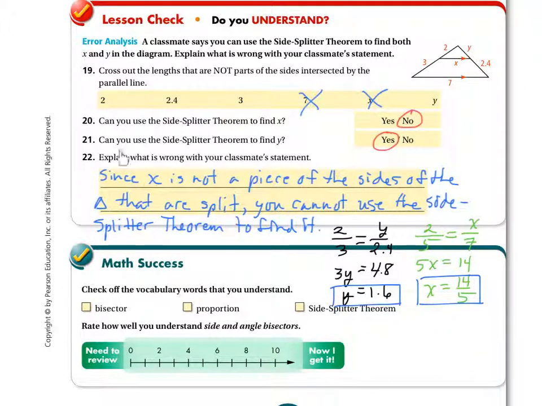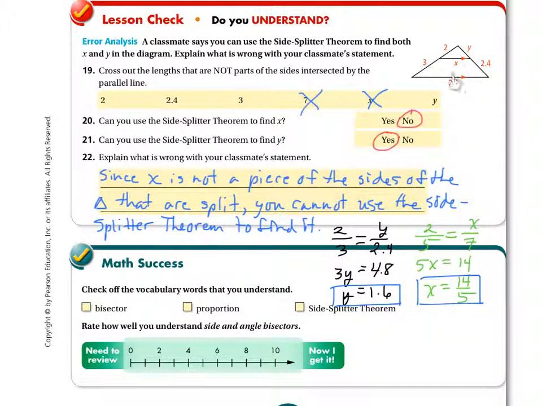And then question 20 says, can you use the side splitter theorem to find x? No, because x is not on the sides that are split by those parallel lines. So the answer is no, but you can use it to find y, which is exactly what I used here to find y. My response was, since x is not a piece of the sides of the triangle that are split, you cannot use the side splitter theorem to find it. So instead, I used corresponding sides of similar triangles.